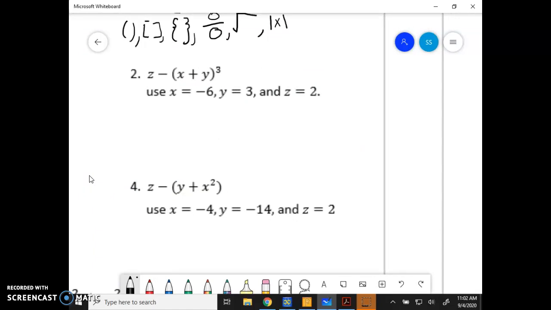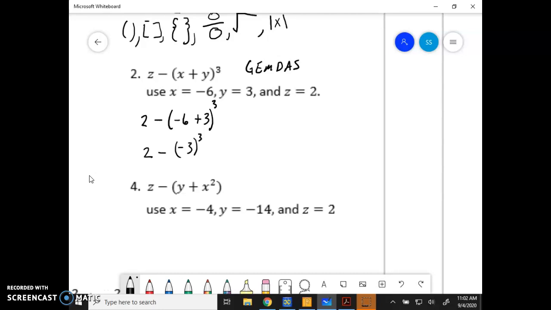Number 2. So first thing we want to do is just go ahead and substitute everything out. Z is 2, so 2 minus parentheses x is -6 plus y, which is 3, close parenthesis, and we're going to raise this to the third power. So what are we going to do first? I'm going to just write this out, GEMDAS. So I need to do inside the grouping symbols first. We have -6 plus 3. -6 plus 3 is -3. Don't forget to bring down that exponent of 3.